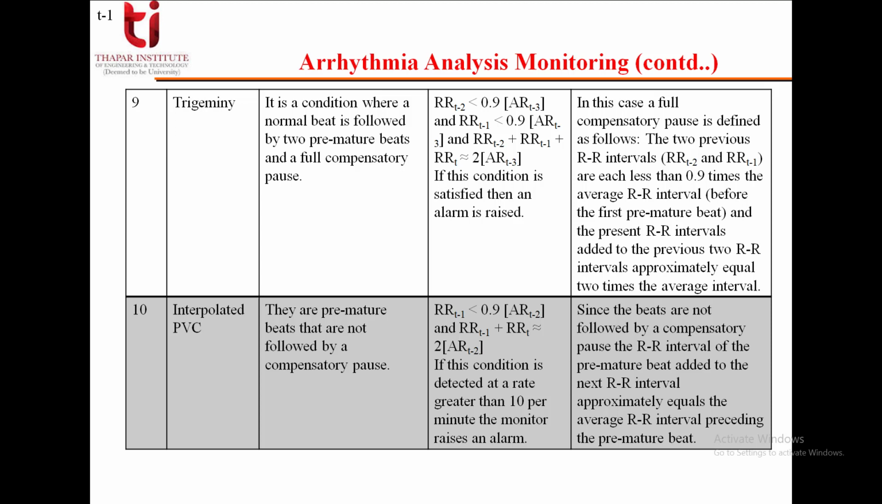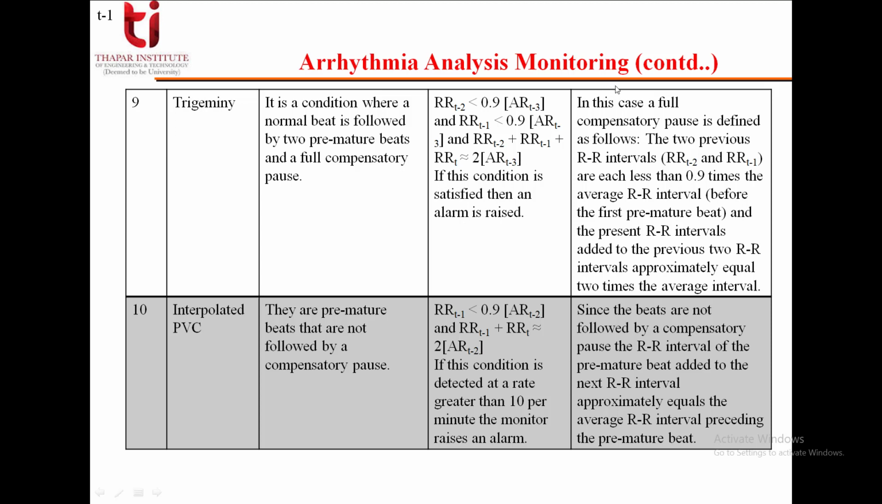Now next in this is trigeminy. It is a condition where a normal beat is followed by two premature beats and a full compensatory pause. In this, RRT minus 2 is less than 0.9 times ART minus 3 and RRT minus 1 is less than 0.9 times ART minus 3, and RRT minus 2 plus RRT minus 1 plus RRT is approximately twice ART minus 3. If this condition is satisfied, then the alarm is raised.